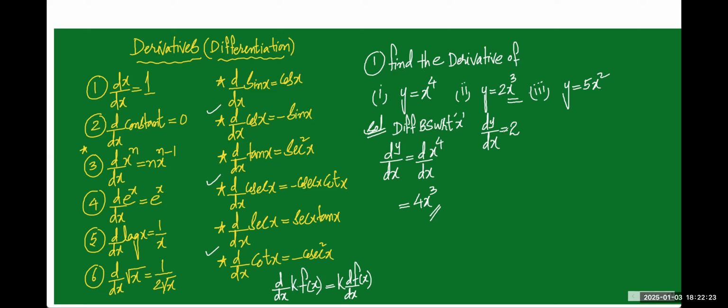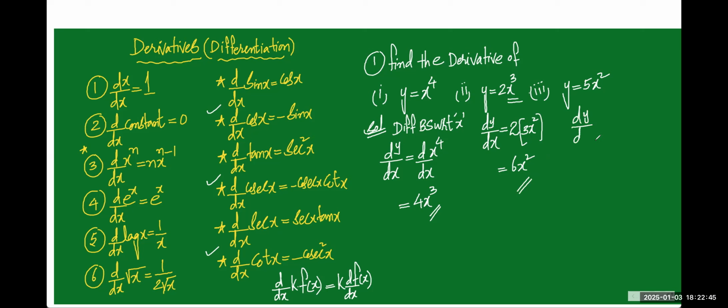Can you tell me the answer of this? 3x square. Exactly, 3x square. So then what will be the final answer? 2 times 3x square, which is 6x square. Understand? Yes.